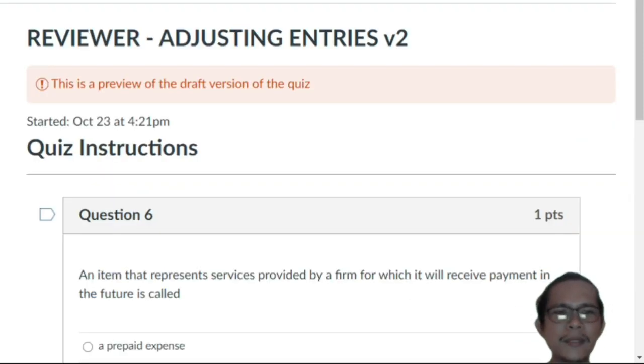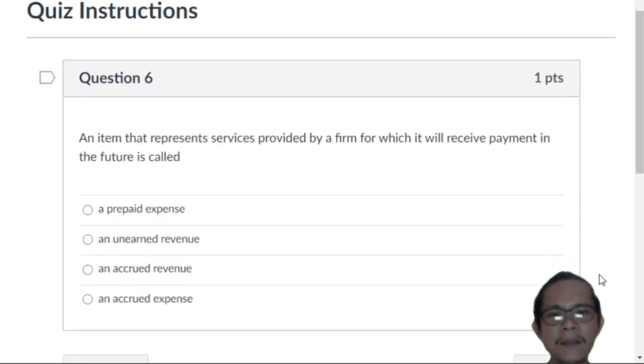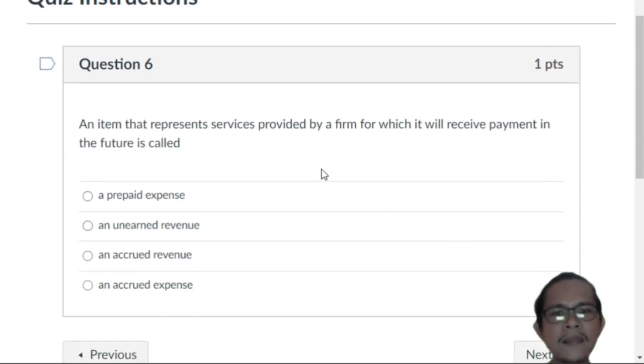Next, question number 6. An item that represents services provided by a firm for which it will receive payment in the future. Okay, services na i-provide ng company, yun yung tinutukoy ng firm, for which it will receive payment in the future. Ano yun? Remember, service is already provided, pero wala pang bayad. Is it prepaid expense, or unearned revenue, or accrued revenue, or accrued expense?